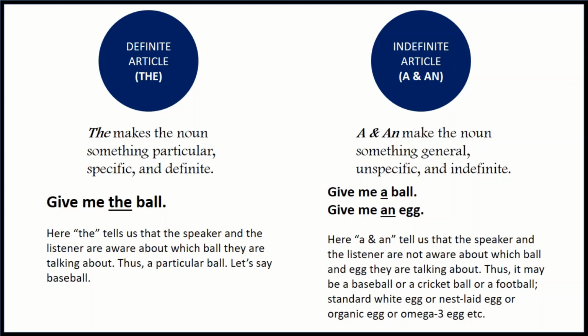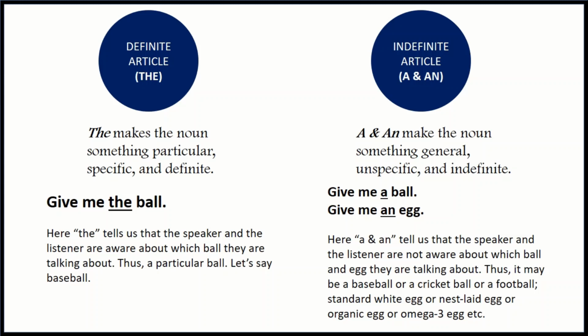But what if we have something like, "Give me a ball" or "Give me an egg"? Well, here we can't say which ball. It can be any ball. It can be a cricket ball, it can be a football, it can be a baseball. But "a ball" tells you, give me one ball. It generalizes, but it doesn't specify which ball.